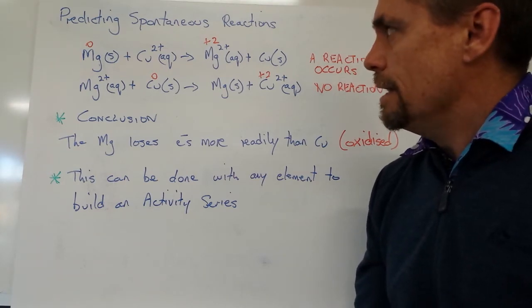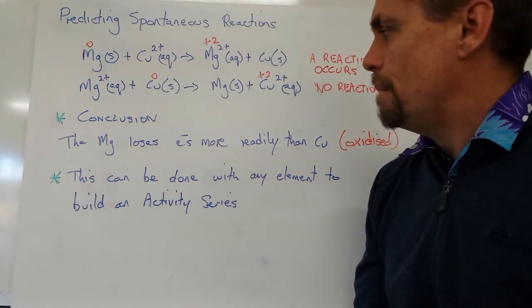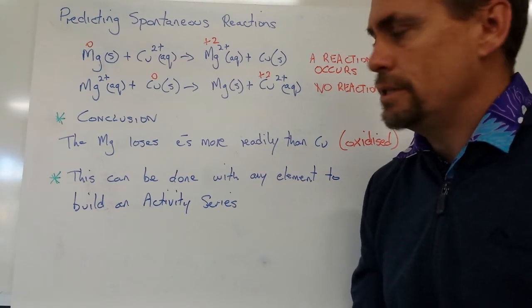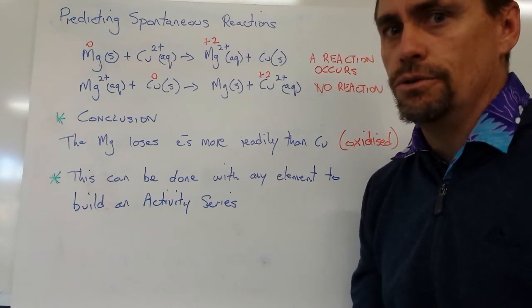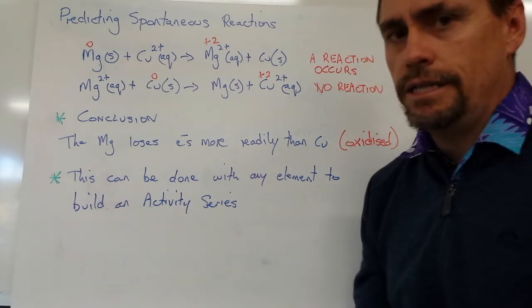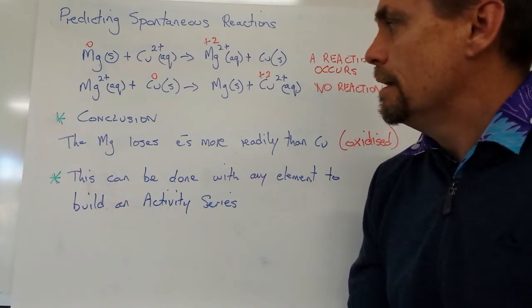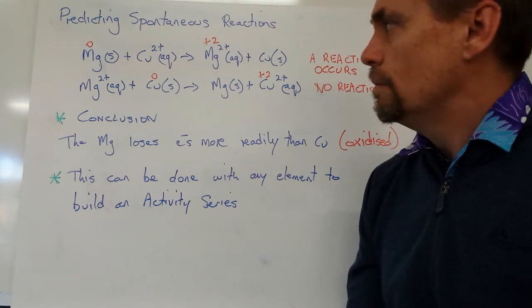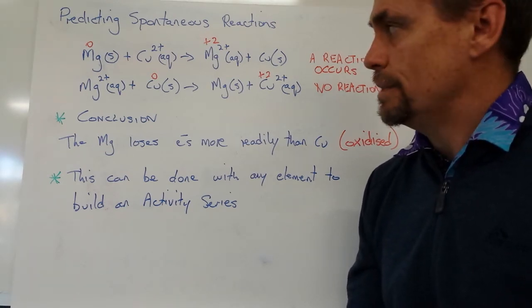Now we can compare many different types of metals with each other to see whether we get a spontaneous reaction. We can also do the same thing with non-metals. And we can build up what's called an activity series, where we can compare the activity or the reactivity of different elements with each other.